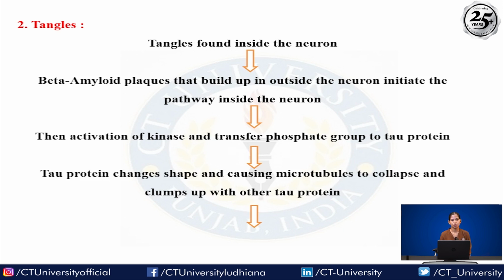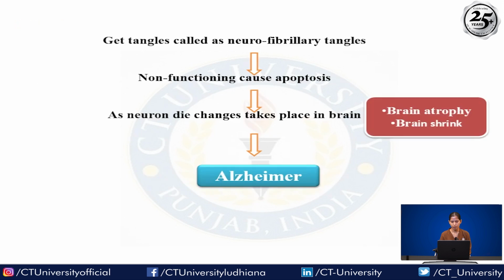Then there is an activation of a kinase, and that kinase transfers a phosphate group onto the tau protein. So the tau protein changes the normal shape of the neurons, causing the microtubules to collapse and clump up with the other tau proteins. The tangles are known as neurofibrillary tangles, which are non-functioning and cause apoptosis. As neurons die, changes take place in the brain that cause brain atrophy and brain shrinkage. If the brain shrinkage occurs, eventually the cells will die.